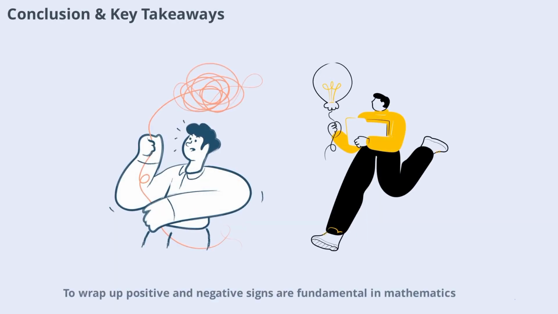Wrap up. Positive and negative signs are fundamental in mathematics. They help us understand direction, change, and value in both math problems and real life. Remember, positive means increase or gain, while negative means decrease or loss. By mastering these concepts, you'll be better equipped to tackle more complex math and make informed decisions every day.